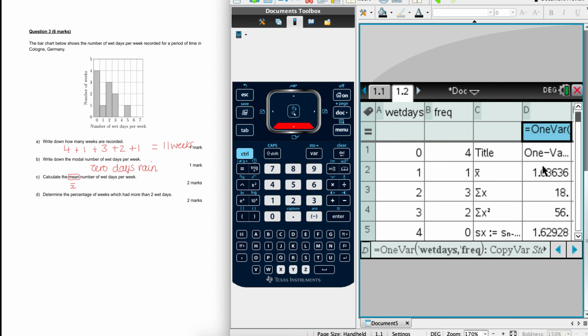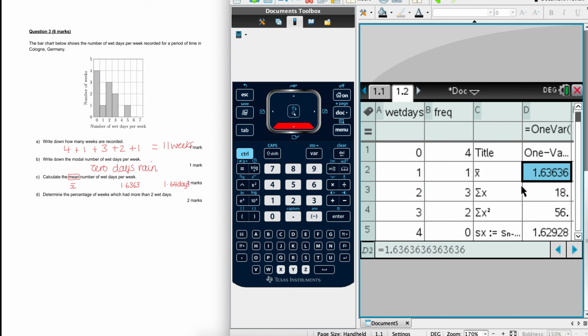And we can see there it's 1.6363. And we want to write it to 3 significant figures. So the final answer would be 1.64 days. So that's how many days on average rain we have.